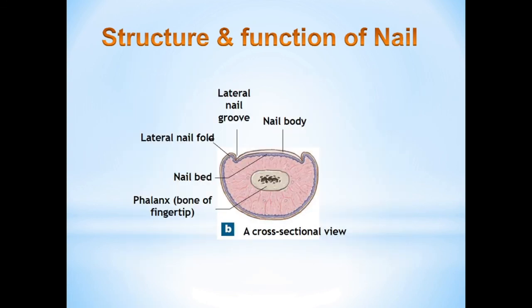In this picture you can see a cross-sectional view of the nail. In this you can see this is the nail body which covers this nail bed. You can see here this is the lateral nail groove, and here is also a lateral nail groove. And these are the lateral nail folds which are present on the lateral sides of these lateral nail grooves. And in the middle there is the phalanx, also called the bone of fingertip. This is about the cross-sectional view of the nail.